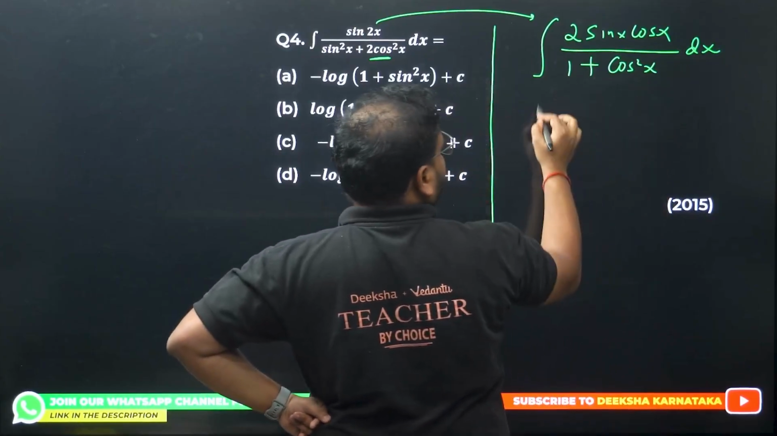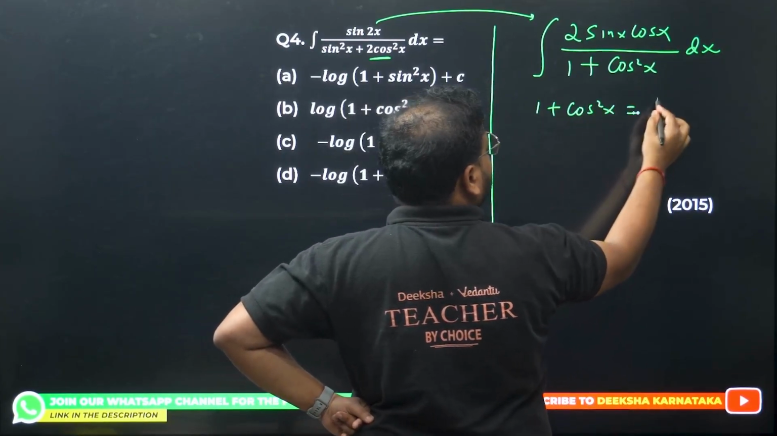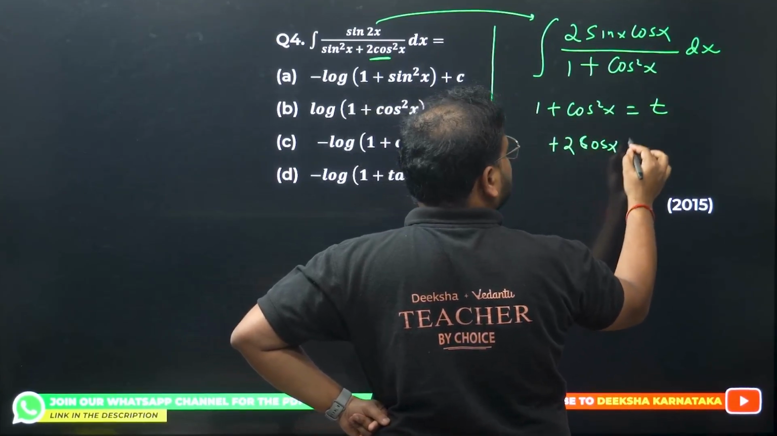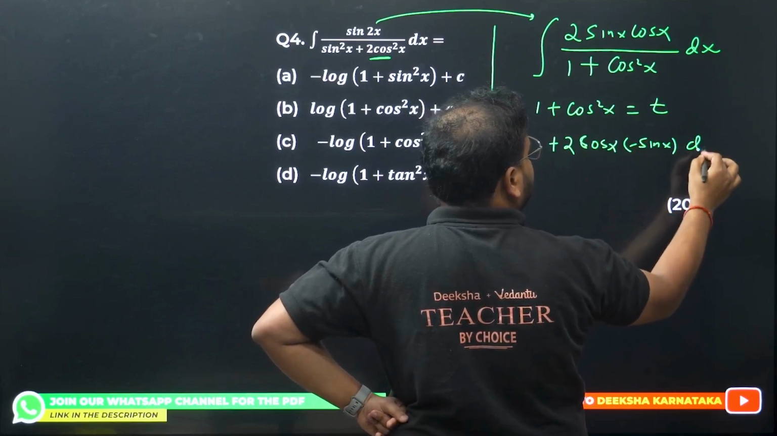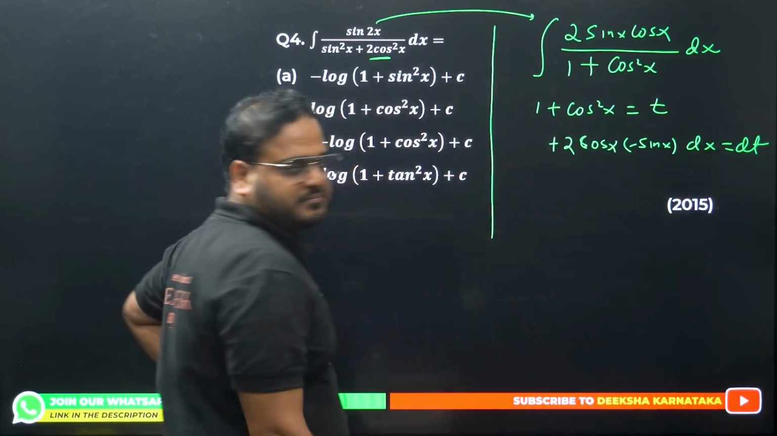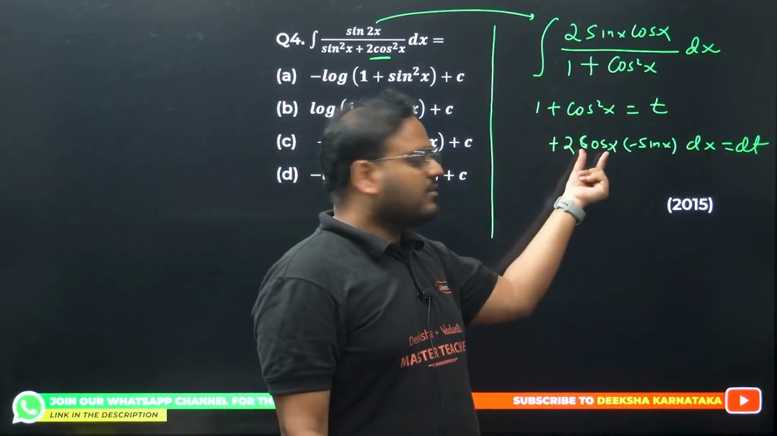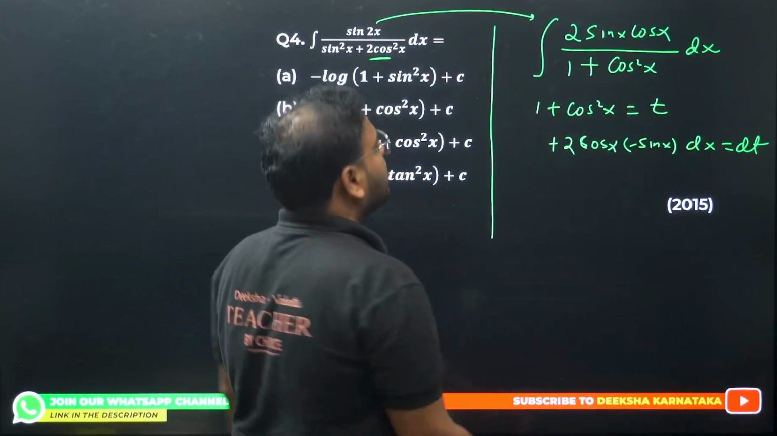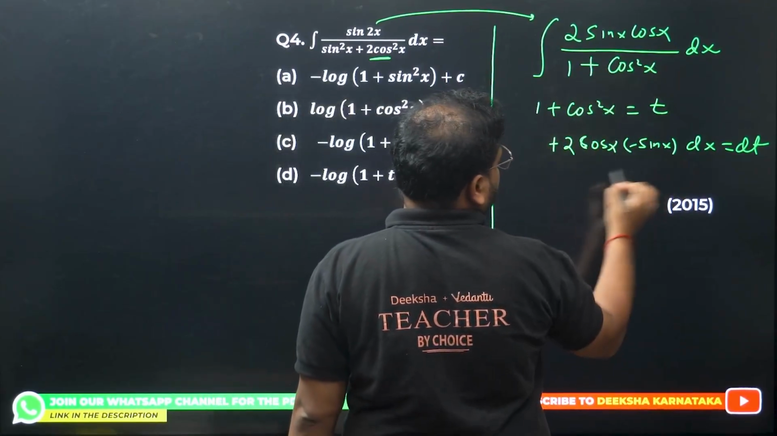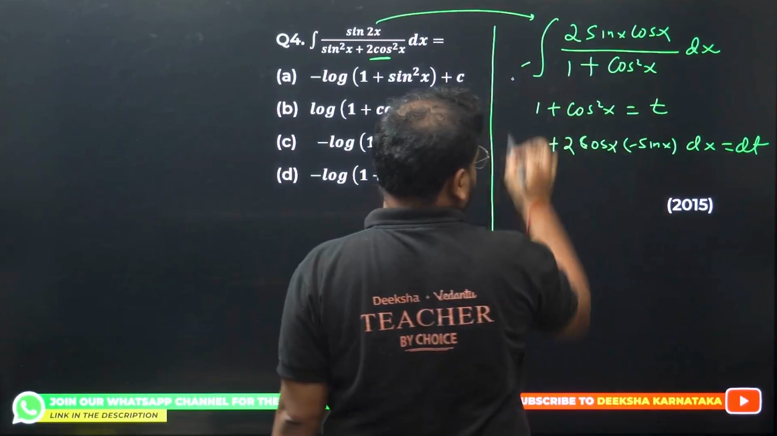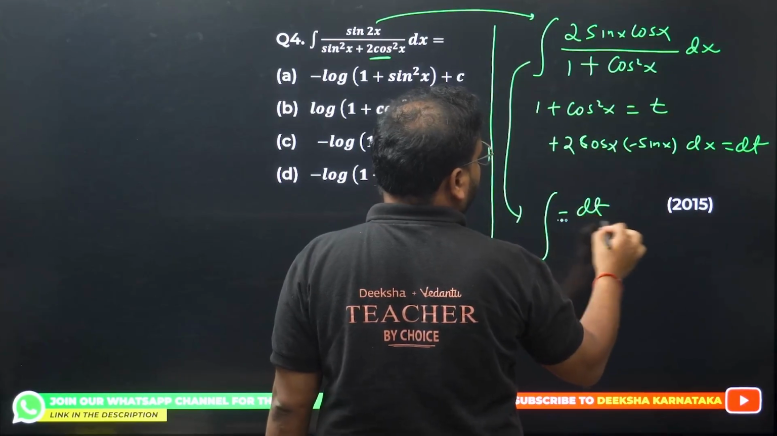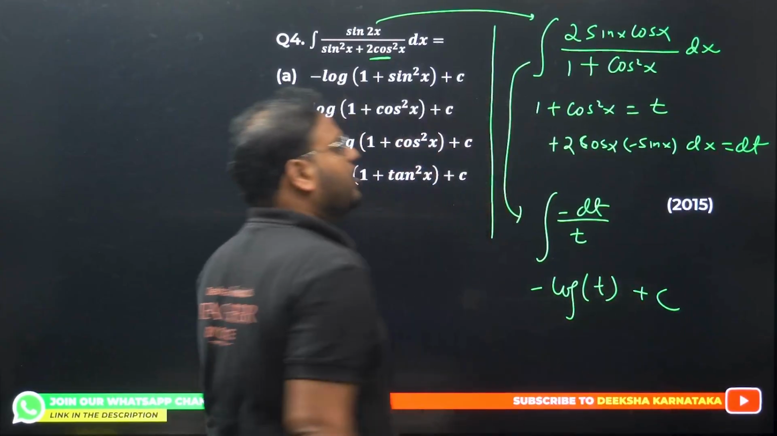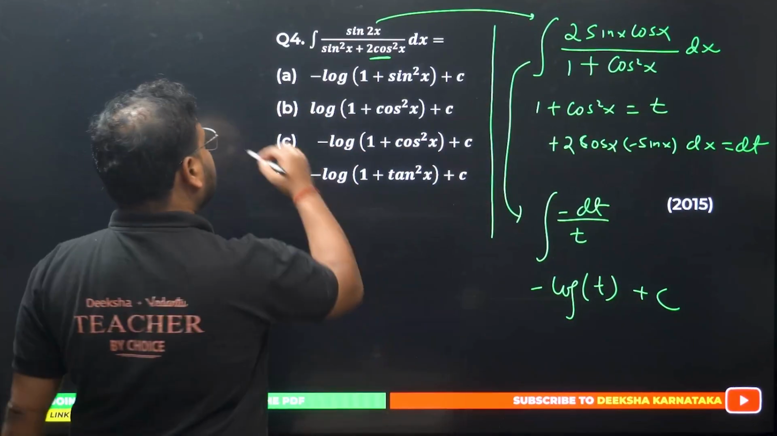Now what do we do? Take 1 plus cos square x as t. Differentiate. You will get 2 cos x times minus sin x dx will be equal to dt. How come? Please check. 2 cos x will be there. Derivative of cos is minus sin, chain rule, and of course dx will come on this side, equal to dt. Check, everything is there except for minus sin. So basically this whole thing will become minus dt upon t. What is the answer? Minus of log t plus c. What's the value of t? 1 plus cos square x. Option is C.